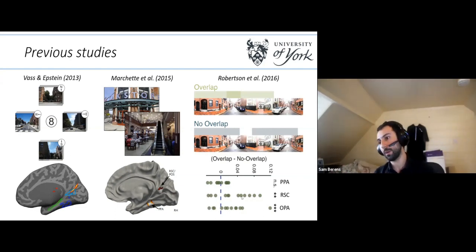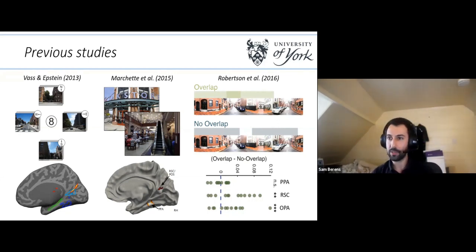And that those representations were seen in the parahippocampal cortex and the retrosplenial cortex. Sorry, no, that's not true. I can't see my screen. Hang on. In the retrosplenial cortex and the OPA, but not in the parahippocampal cortex. Okay, so this is the state of play as we got to it.